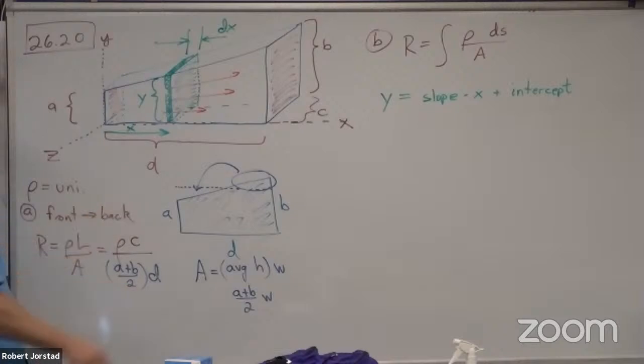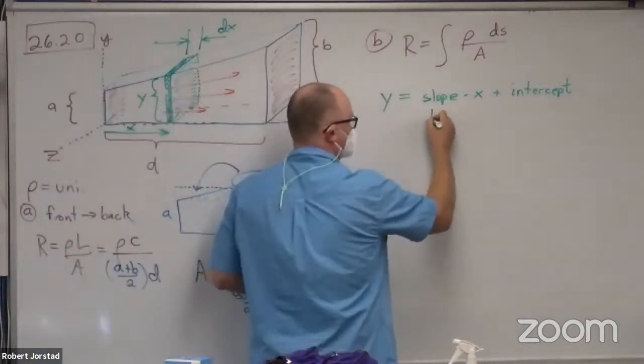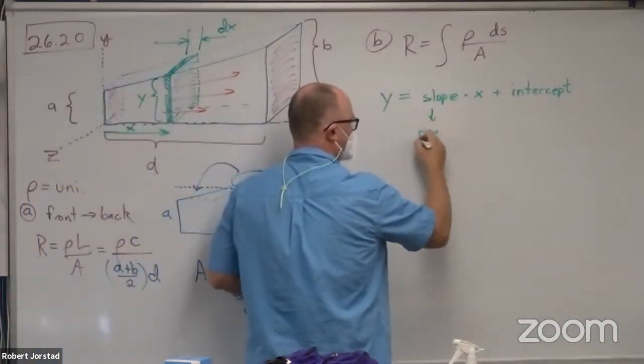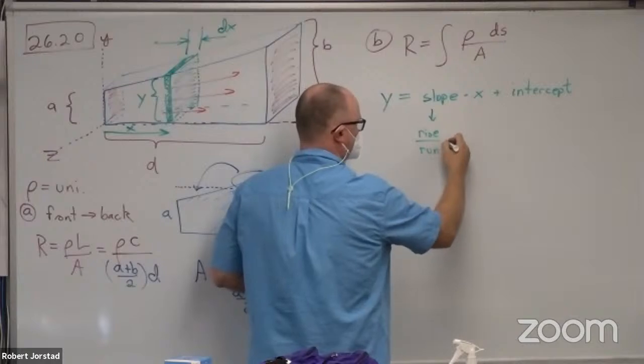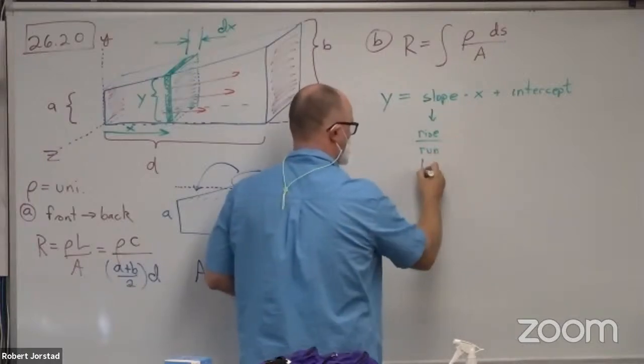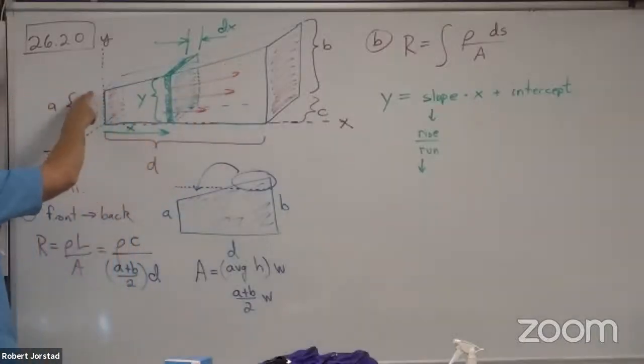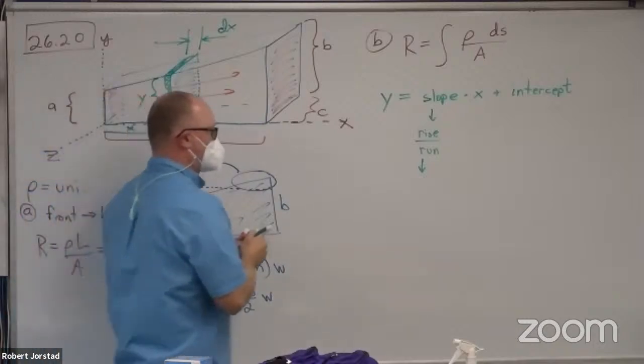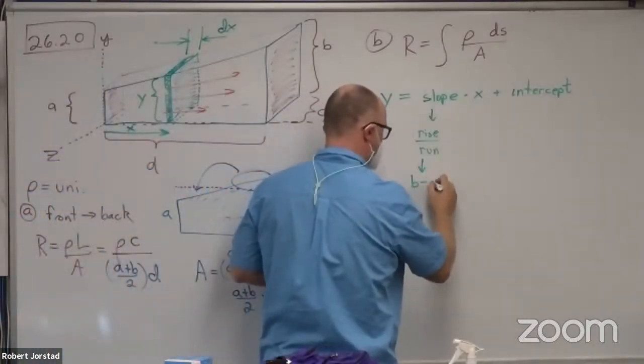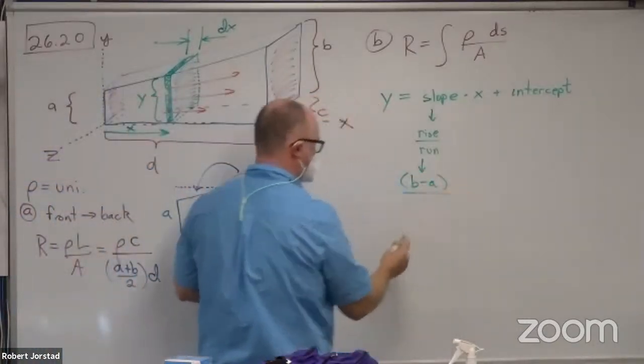Tell me a slope. How do you get slope in general in math class? Rise over run. In this problem, what is that? Rise is b minus a. The final height is b, the initial height is a. I rose b minus a. What's the run?